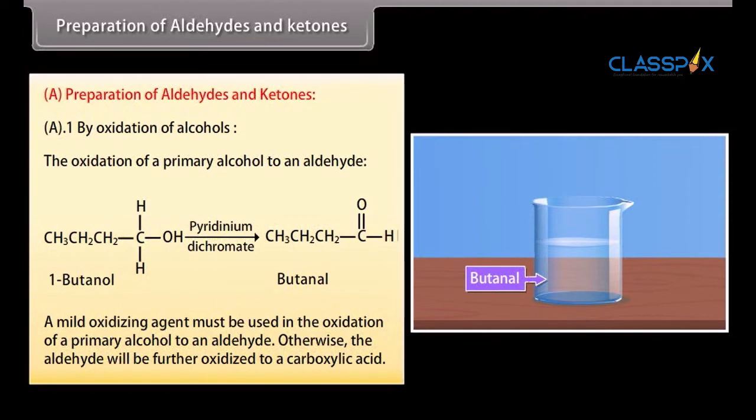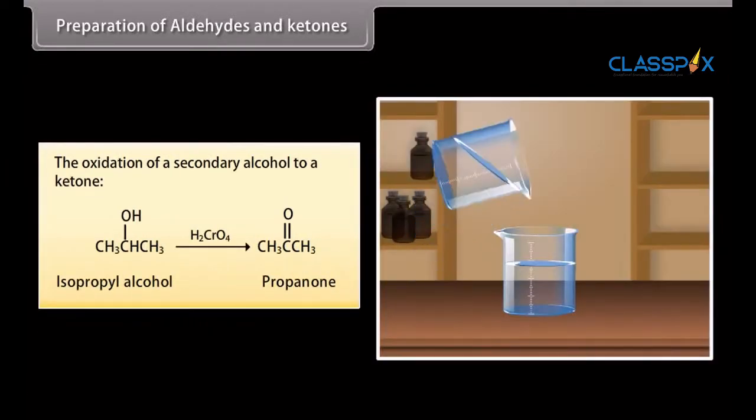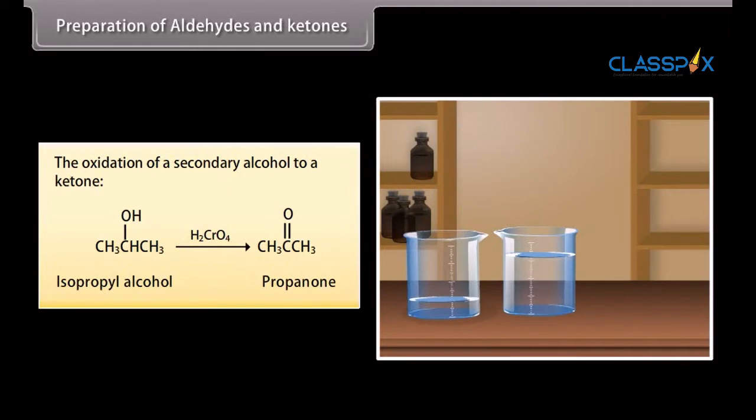Otherwise, the aldehyde will be further oxidized to a carboxylic acid. The oxidation of a secondary alcohol to a ketone. On adding chromic acid to isopropyl alcohol, it forms propanone, which is a ketone.